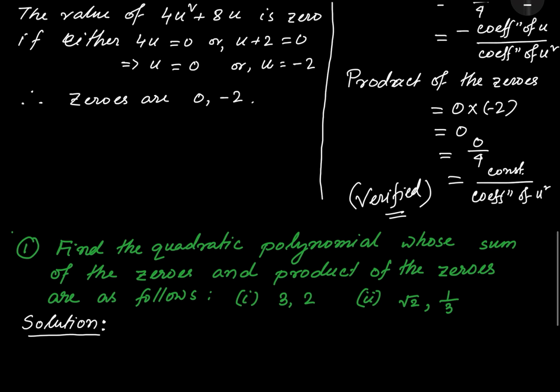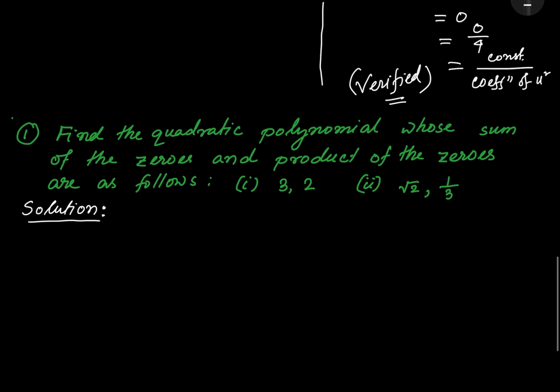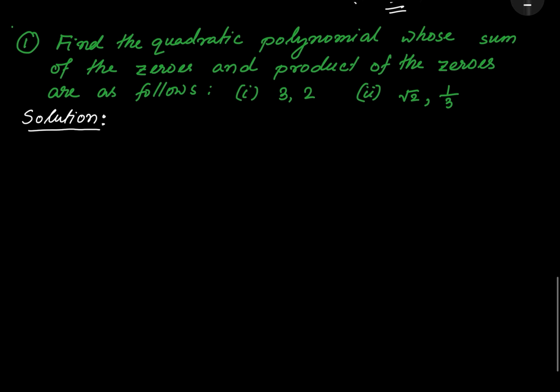Next, another type of question. Here we need to find a quadratic polynomial whose sum of the zeros and product of the zeros are given. So first one: 3 is the sum of the zeros and 2 is the product of the zeros. Okay.